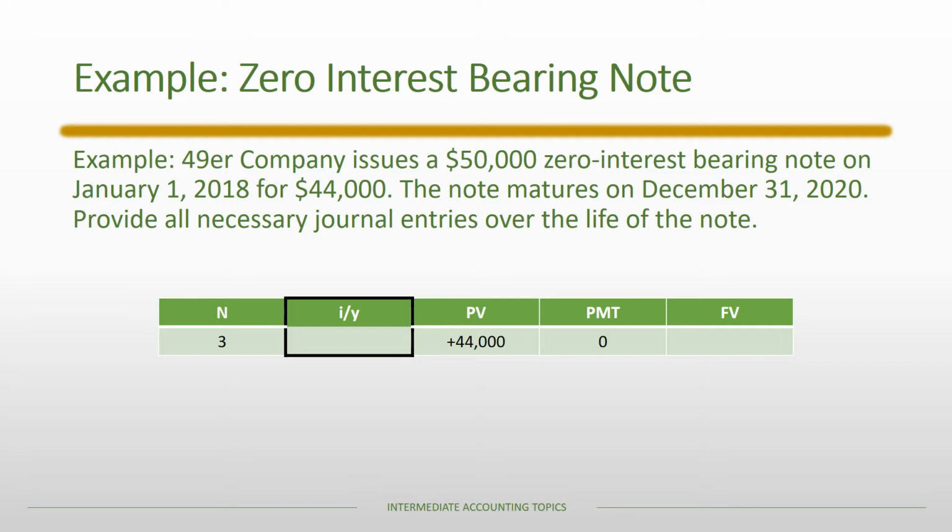There are no contractual interest payments. And the face value of the note is $50,000, that is the amount that's going to be repaid at maturity. We use this information and we solve for the imputed interest rate or the inferred yield on this note. And that is 4.3532%.